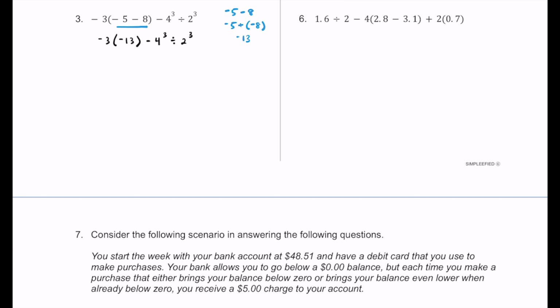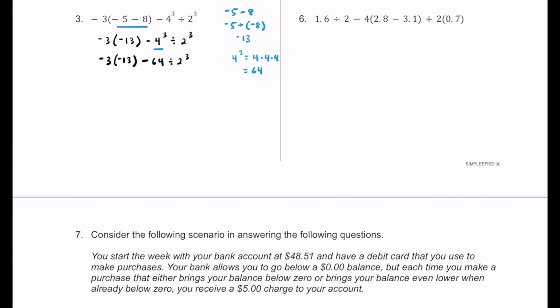It looks like we have two different powers to evaluate. We have 4 cubed and 2 cubed. What we're going to do here is solve the one on the left first. So 4 to the third power, or 4 cubed, is 4 times 4 times 4. Now 4 times 4 is 16, and 16 times 4 is 64. So let's replace that, or substitute it in. So we have -3 multiplied by -13 minus 4 cubed, which we just said was 64, and we're going to divide that by 2 cubed.